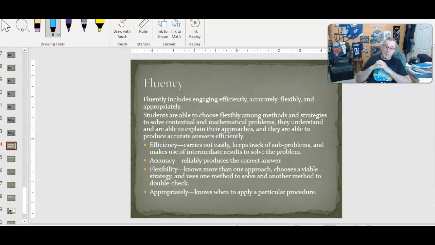Flexibility knows more than one approach and chooses a viable strategy and uses one method to solve and another method to double check, perhaps. I'm not saying that you always have to do it twice, but you could, is the point. You could. But also here, you've seen with subtraction, it was easier to count on in the case of buying the furniture than it was to do the algorithm. And then appropriately means students know when to apply a particular procedure because of the experiences that they've had.